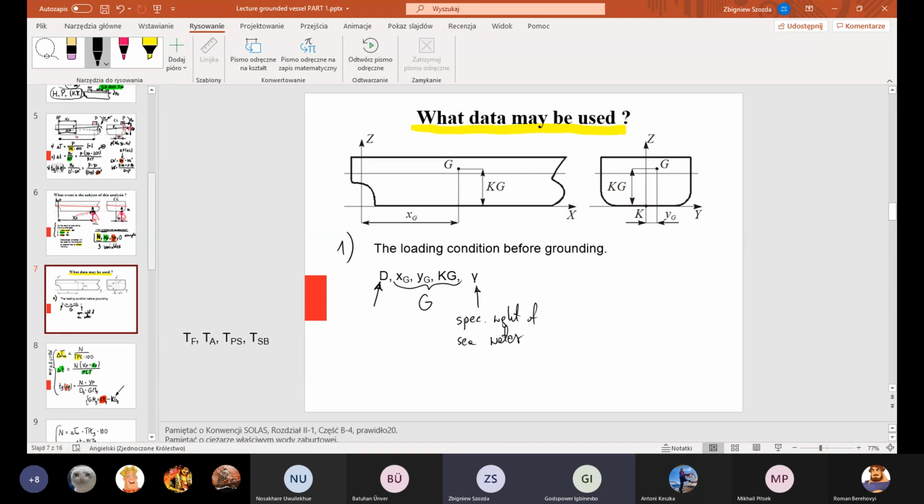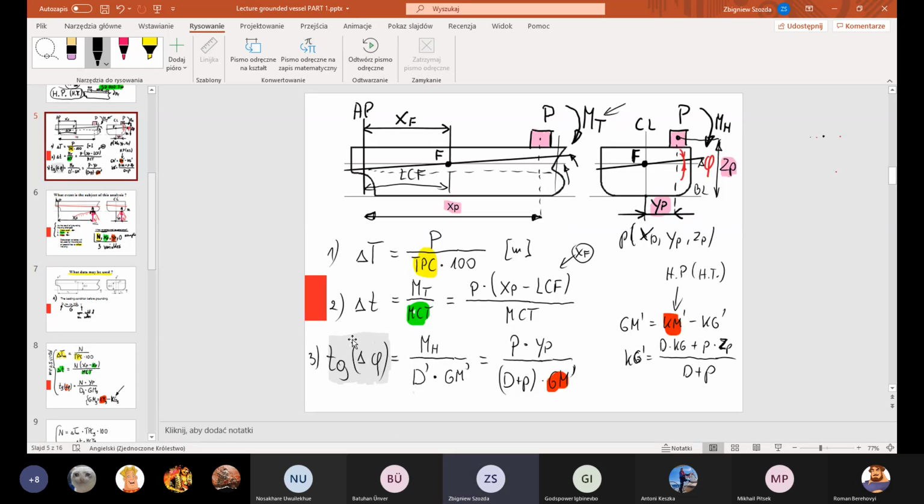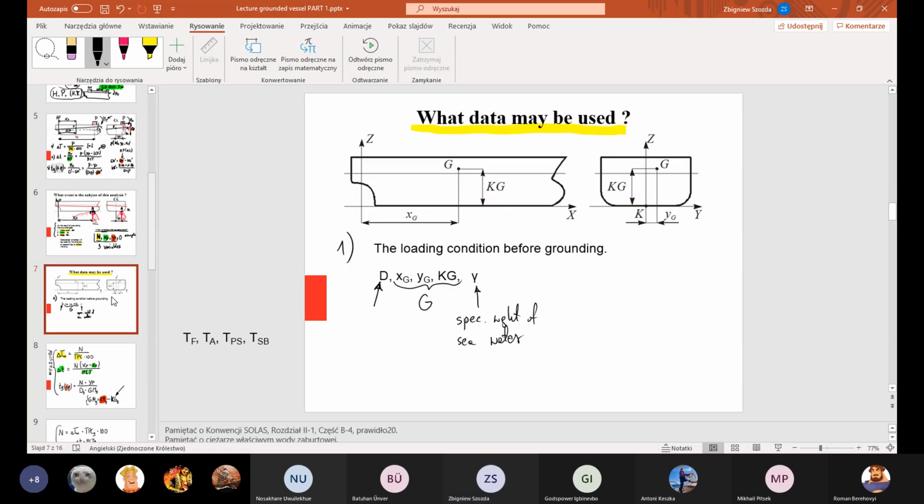Hello, sir. Yes. What is the question again, please? What can be calculated if we know the loading condition before grounding? Of course, in terms of draft, trim, and angle of heel.